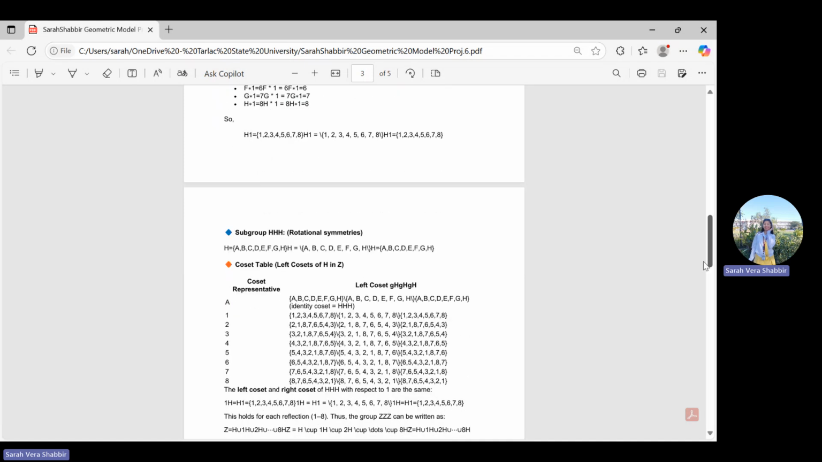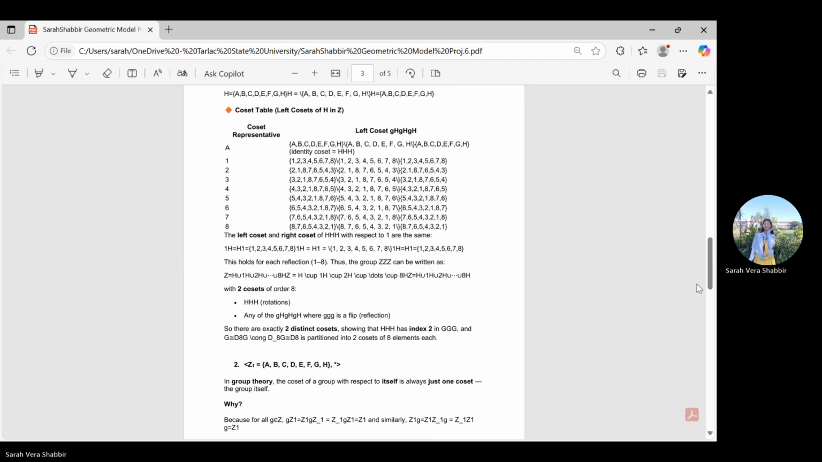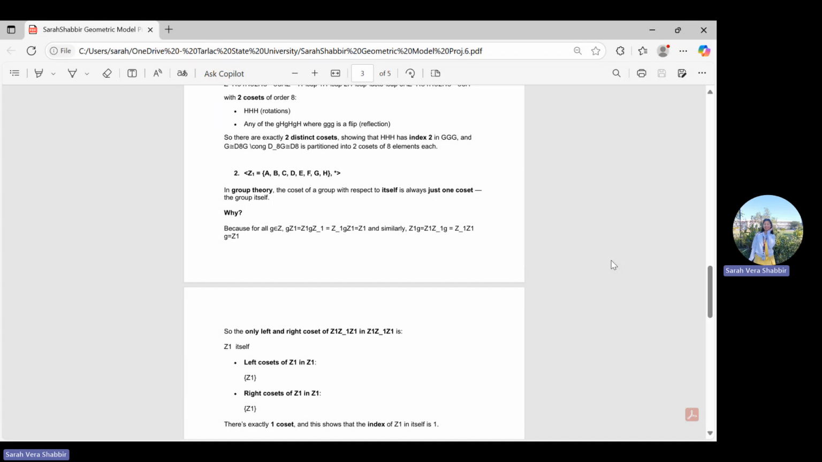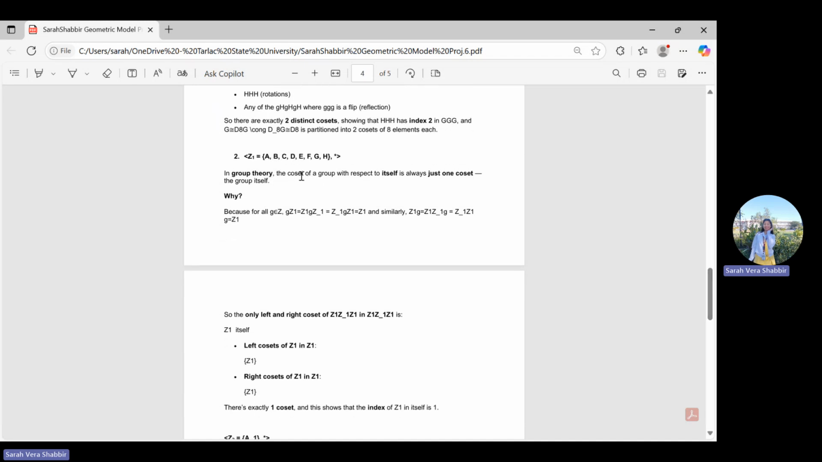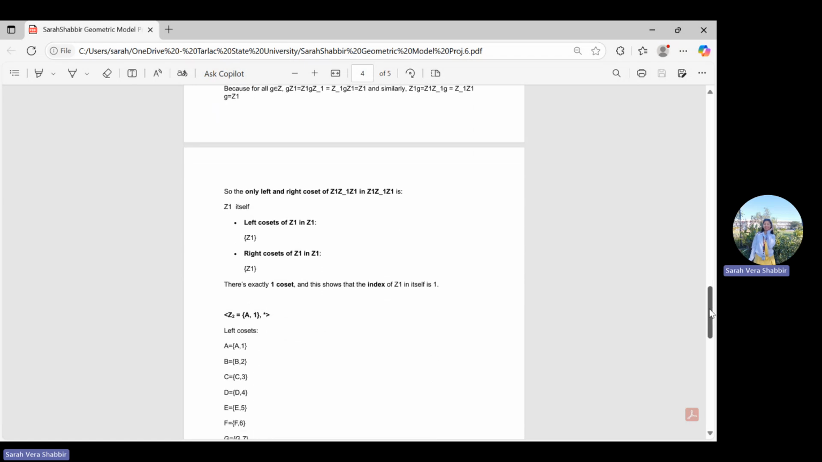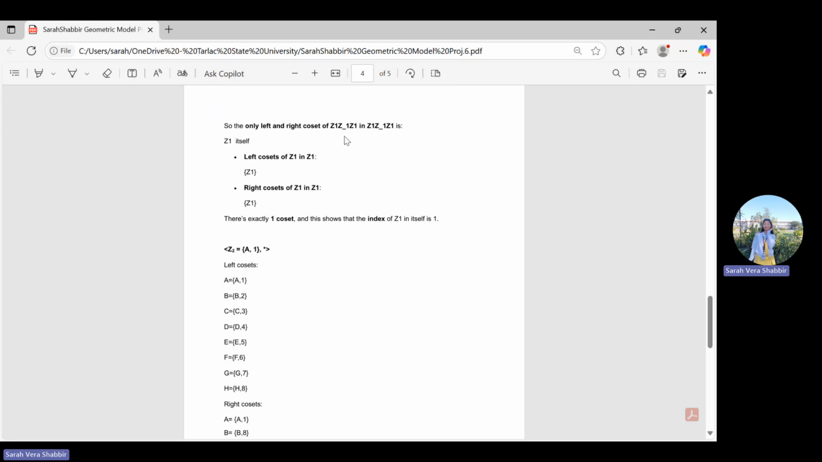Now let's move on to the rotational symmetries. As we can see here, it also has left and right cosets. I won't discuss it any further because we have all the numbers here. Now, for the first proper subgroup, it says here in group theory that the coset of a group with respect to itself is always just one coset. Why? Because for all g element of Z sub 1, g times Z sub 1 is equal to itself. So the only left and right coset of Z sub 1 in Z sub 1 is Z sub 1 itself.